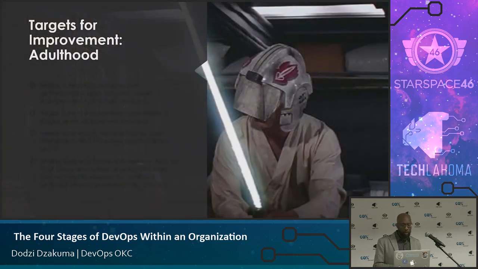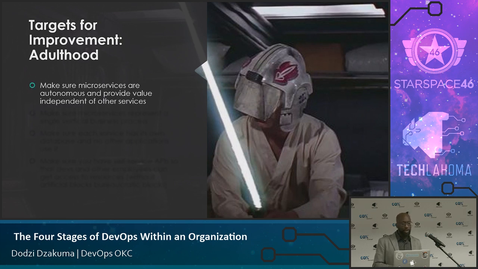At this stage, you really want to improve upon making sure that your microservices are autonomous. They have to exist by themselves, and they have to provide value by themselves. Once again, that business vertical, not horizontally across the application, but as a value stream.